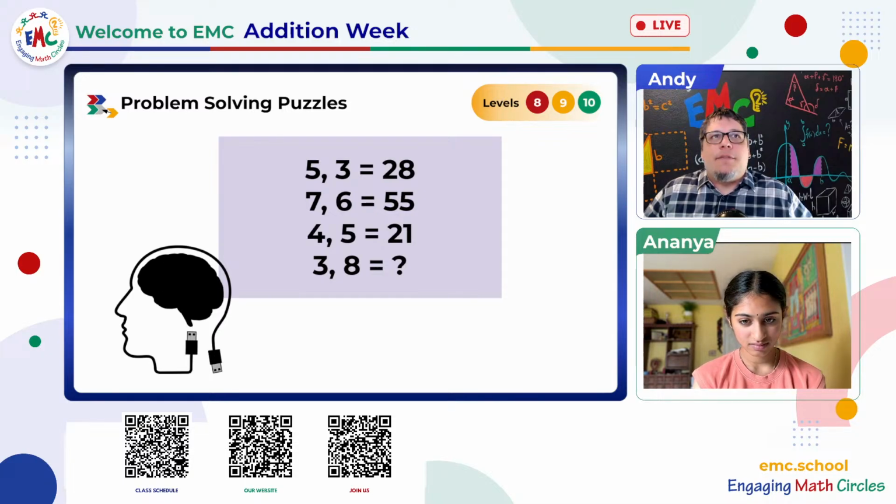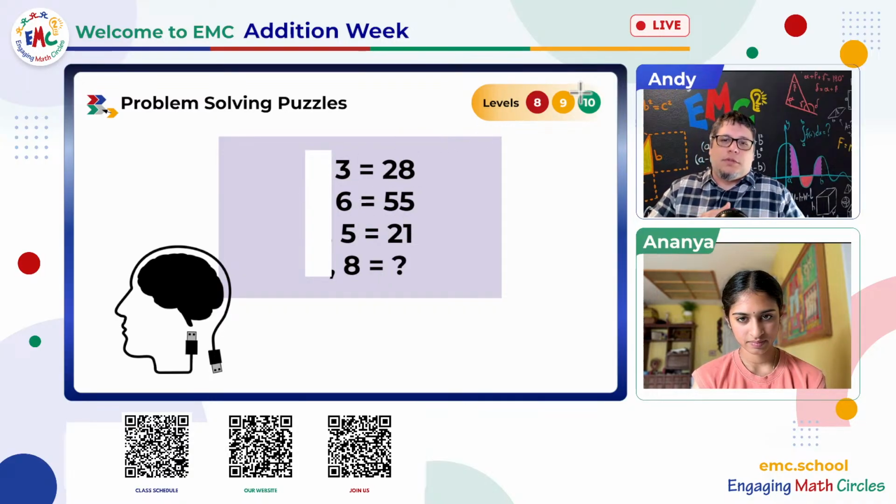Sometimes, when I have problems like this, I like to ignore either the first or second number. Which one do you want to ignore first? The first number? Hey, do you see any relationship between 3, 6, 5 and these? None of them are factors.